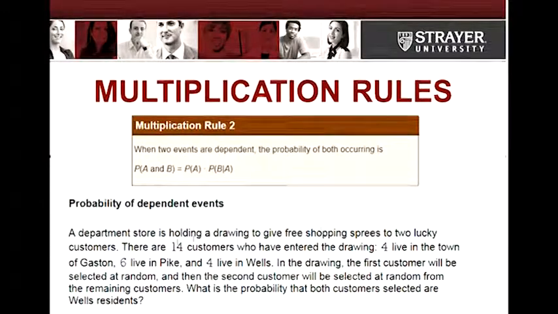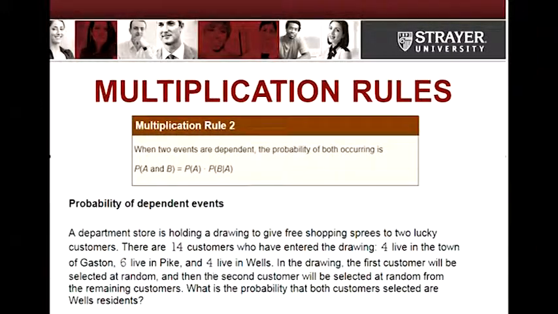So a department store is holding a drawing to give free shopping sprees to 2 lucky customers. There are 14 customers who have entered the drawing. 4 live in the town of Gaston, 6 live in Pike, and 4 live in Wells. In the drawing, the first customer will be selected at random, then the second customer will be selected at random from the remaining customers. What is the probability that both customers selected are Wells residents?